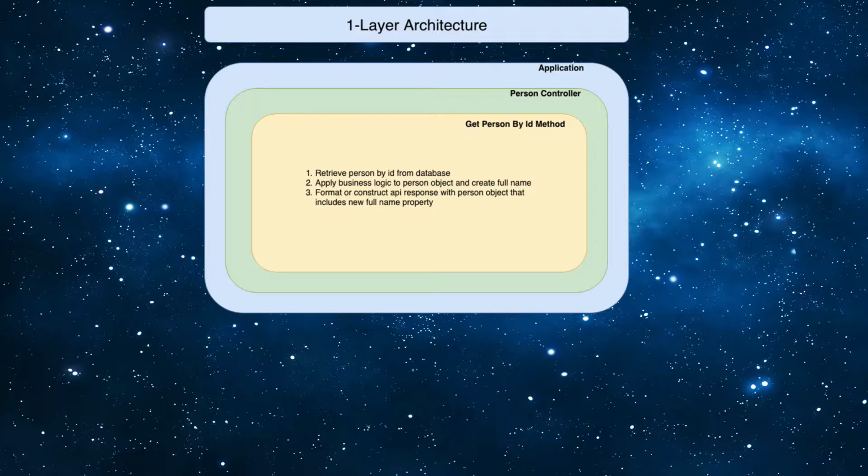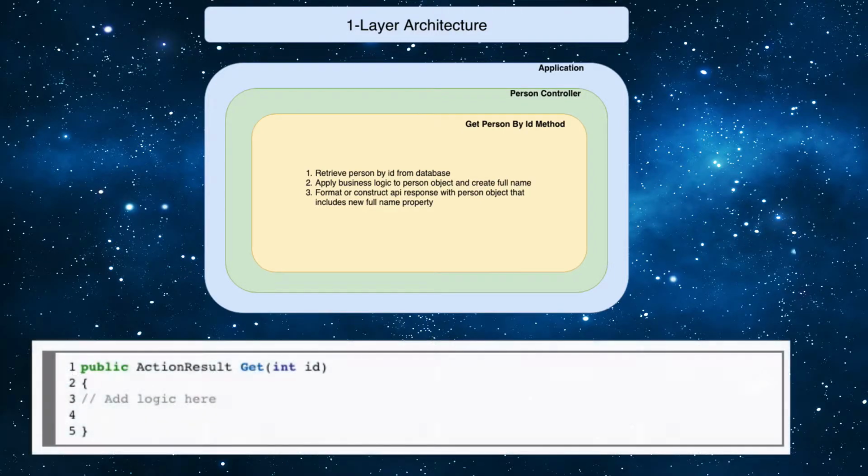Most APIs contain one or many controllers, so we'll describe the one-layer architecture using a controller called the person controller. This person controller will return a response containing first name, last name, and full name. This will require the presentation or formatting of a response. It will also contain the business logic, which constructs the full name property from the first name and last name, and it will retrieve the person from the database. Let's break down these three pieces of logic and show them in our controller.